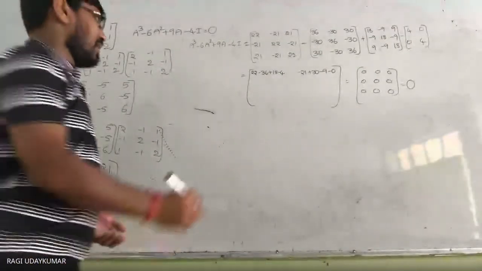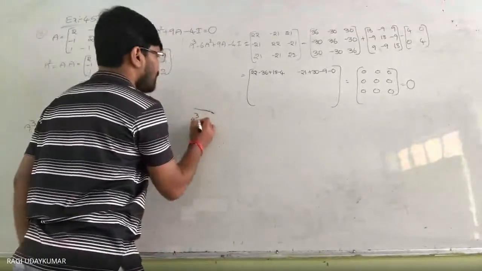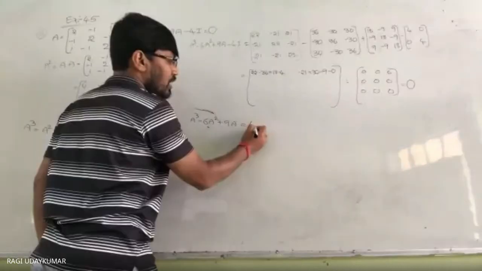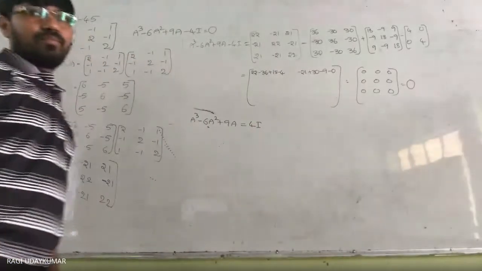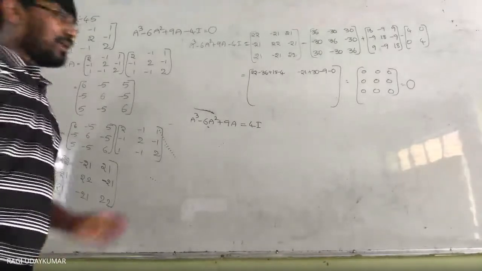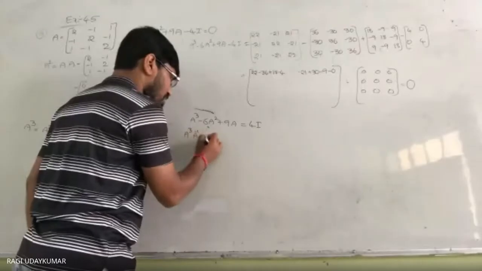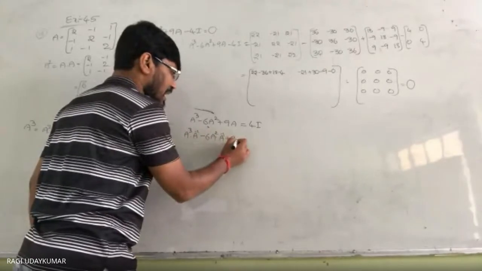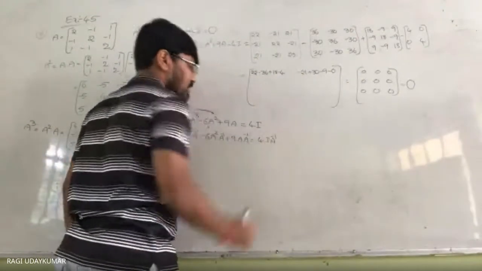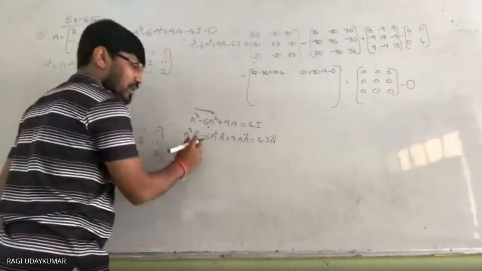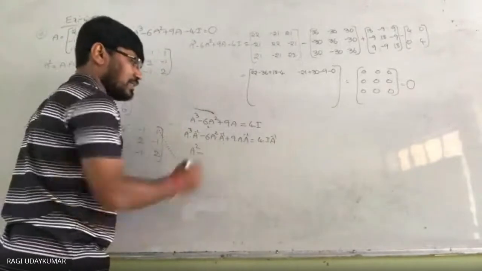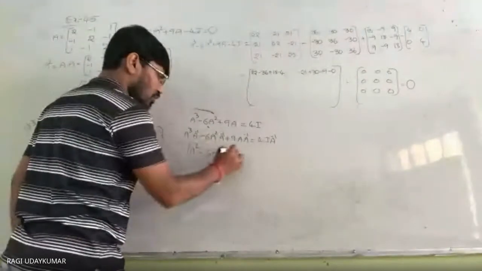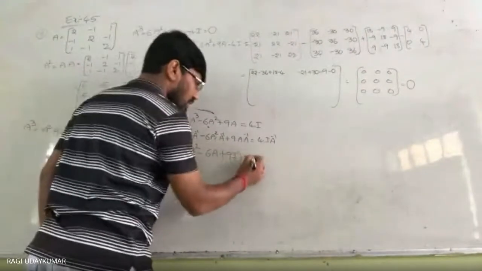We have to find A inverse. So what is given to us here? A cube minus 6A square plus 9A minus 4I is equal to O. Take this 4I to the right-hand side and multiply A inverse on both sides. A cube into A inverse, minus 6A square into A inverse, plus 9 into A into A inverse, equals 4 into I into A inverse. A cube into A inverse becomes A square, minus 6A plus 9I. If you divide by 4, this is equal to A inverse.